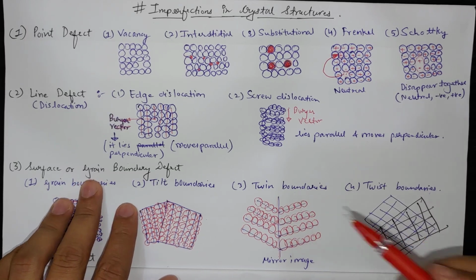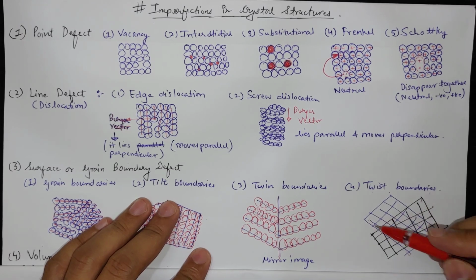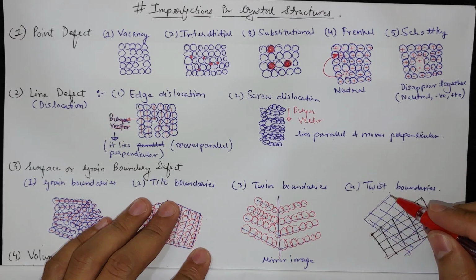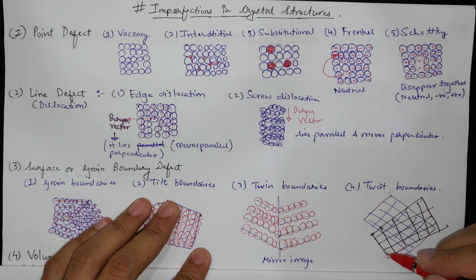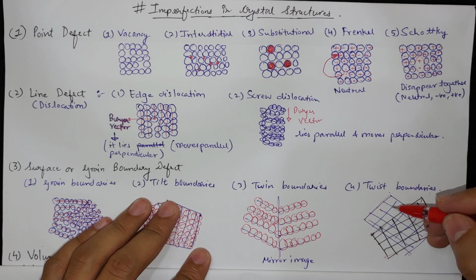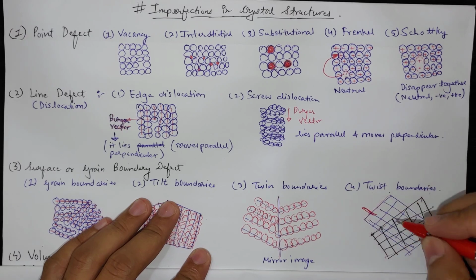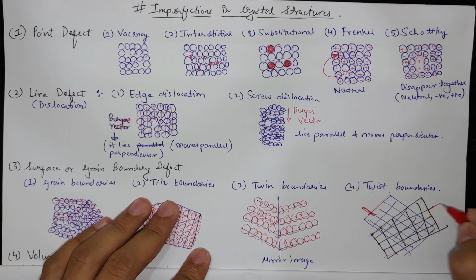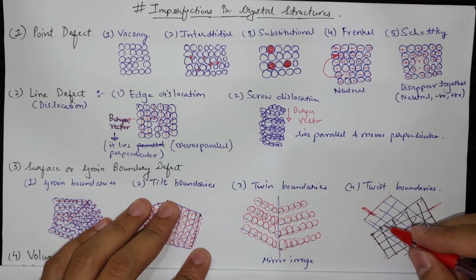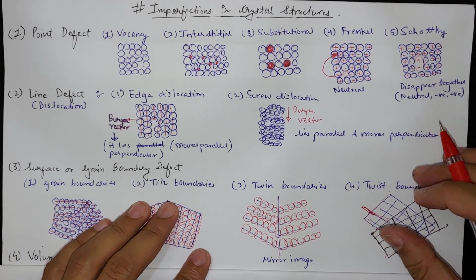In twist boundary, one plane has another plane oriented in another direction on top of it. So this blue color plane and this black color plane are on top of each other, but the atoms' orientation is in a different direction. Meaning in blue color it is in this particular direction, and in black it is in this particular direction. So there is some angle in the surface of these two grains. So this kind of defect is twist boundary defect.